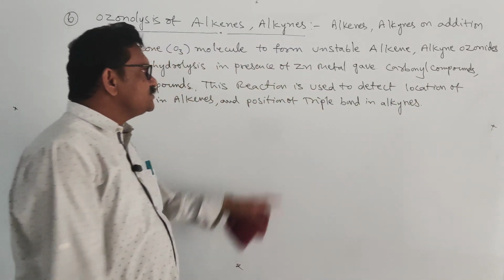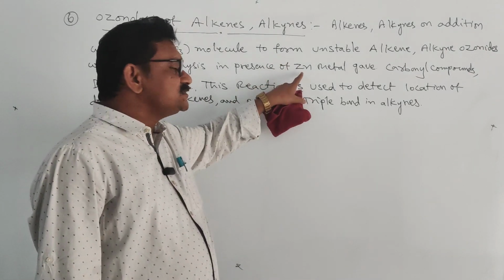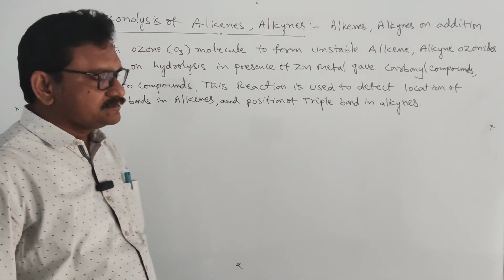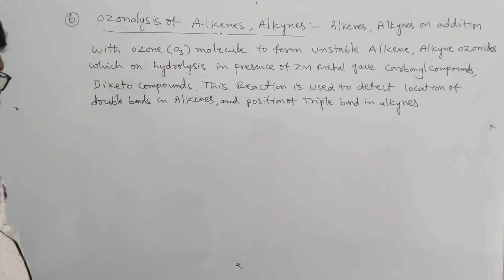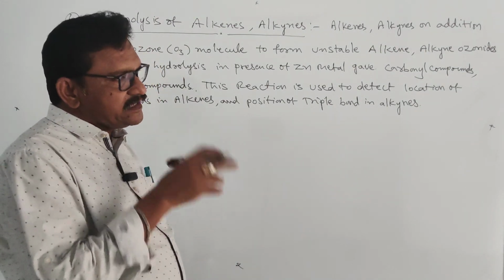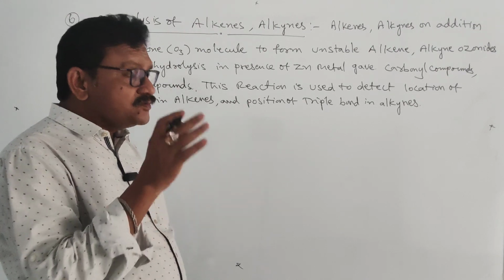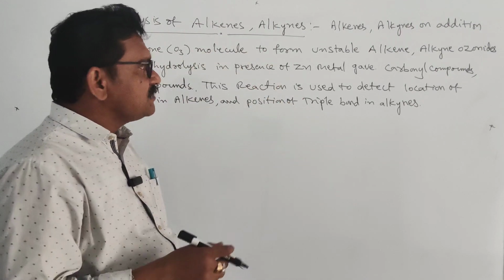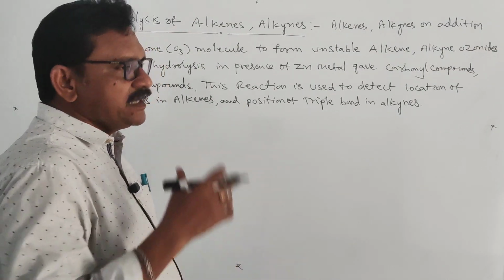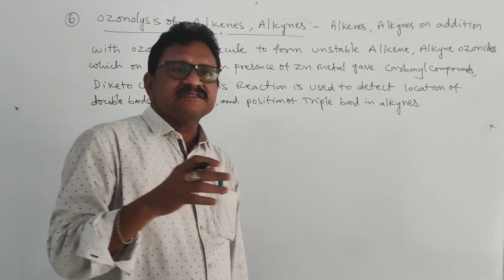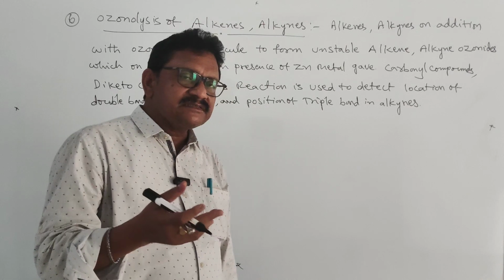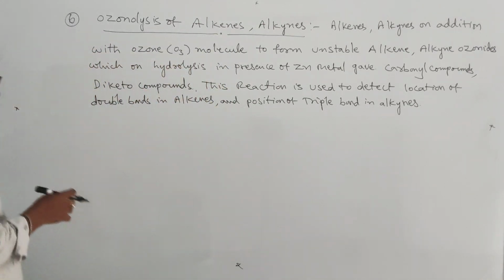Okay, we use zinc. If you don't use zinc, what happens? The ultimate products are carboxylic acids. That thing you have to remember. So it is an electrophilic addition reaction, no doubt, and when we use zinc, you are getting carbonyl compounds. If you don't use zinc, ultimate products are carboxylic acids. So to avoid formation of carboxylic acid, we use zinc. And what is the use of this reaction? Based on this reaction, we can detect the location of double bond in alkenes as well as triple bond in alkynes.